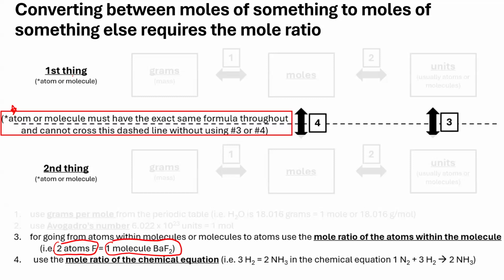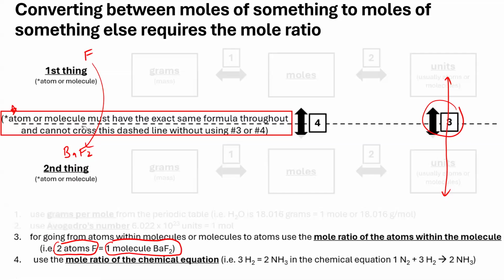And it says you're going to assign one thing up top and the second thing on the bottom. So here I'm just going to write fluorine. Here I'm going to write the whole BaF2. Since we're going from atoms to within molecules, F is within barium fluoride, you can see it's in there. We're going to use the mole ratio of atoms within the molecule, so we're going to use this arrow here and go back and forth, and that'll allow us to convert atoms to molecules or molecules back to atoms.